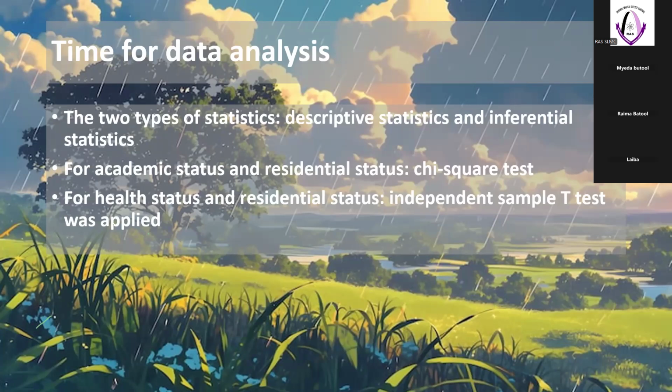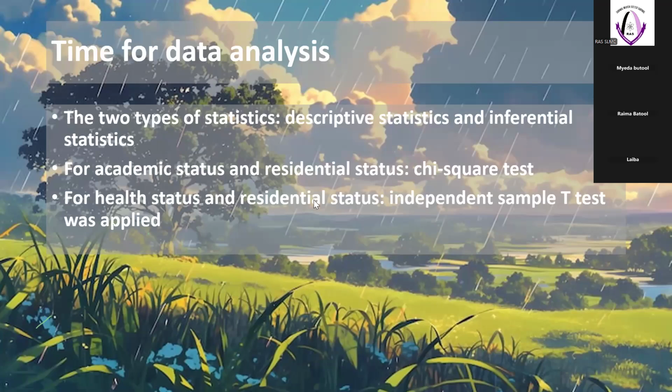So we were discussing data analysis, and there are two types of statistics in analyzing the data. The first is descriptive stats, and the second is inferential stats. First you do the descriptive stats, in which we calculate the percentages, frequencies, and means and standard deviations of the different variables we are studying. In our case, we calculate the frequency and percentages of qualitative variables and the means and standard deviations of quantitative variables. That's how descriptive stats work.